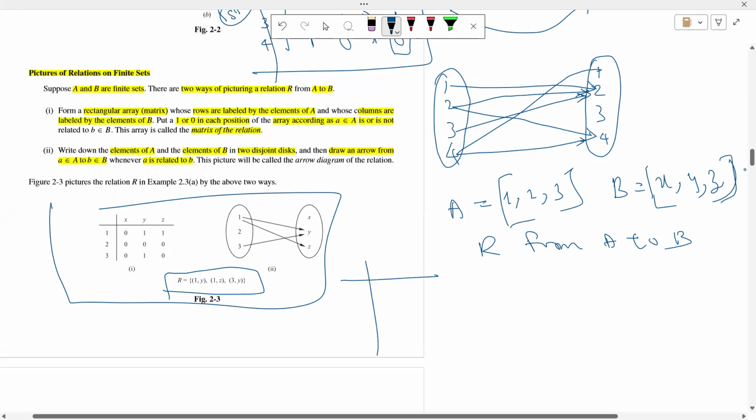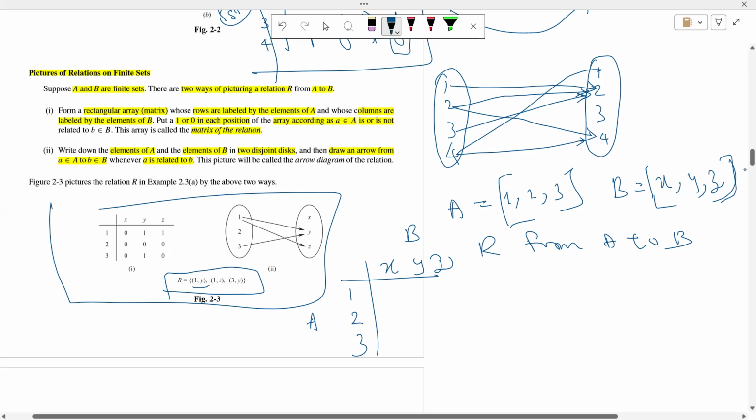For the matrix diagram, maybe I will take the columns as 1, 2, 3 or X, Y, Z. Whatever you can take, it's up to your decision. Right now I am taking B as my columns, A is my rows. So A contains what elements? 1, 2, 3 are the elements of A, and X, Y, Z are the elements of B.